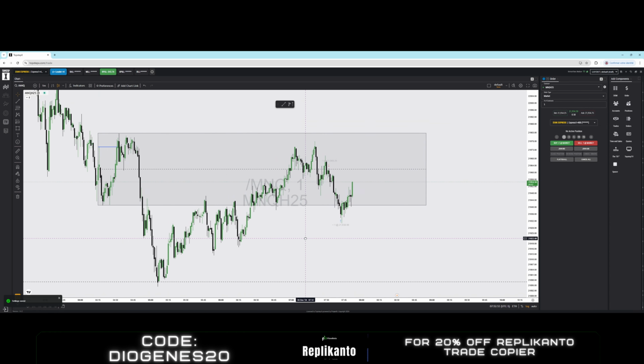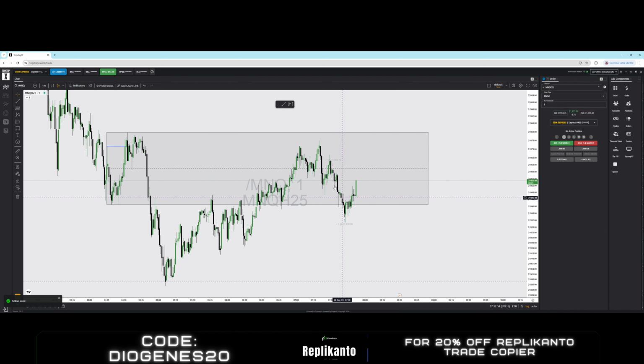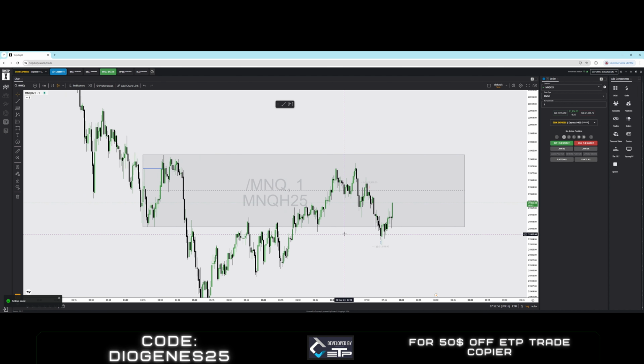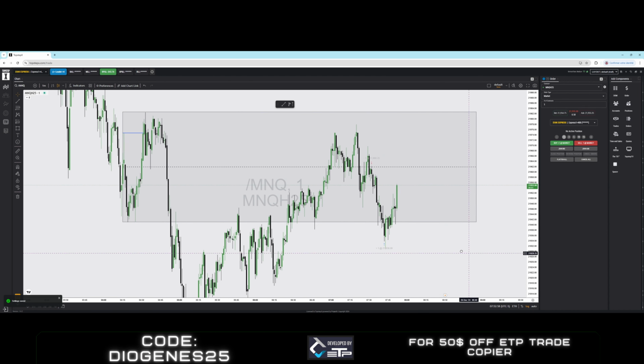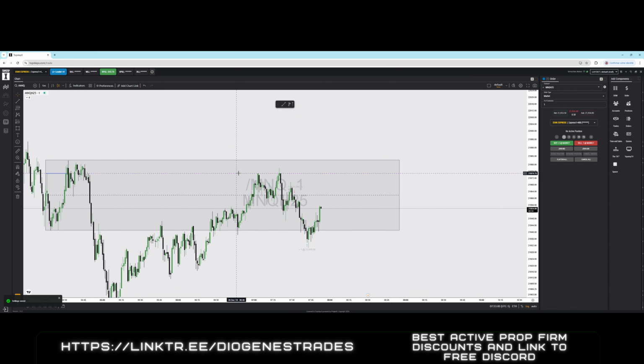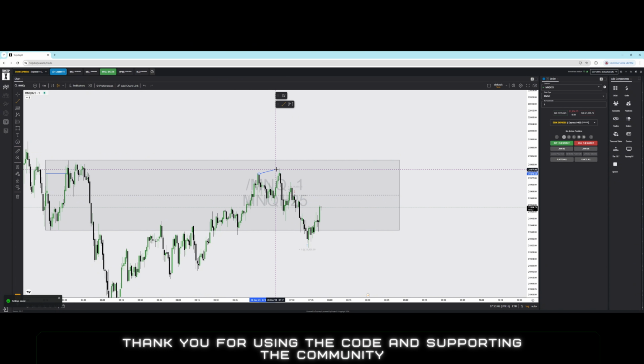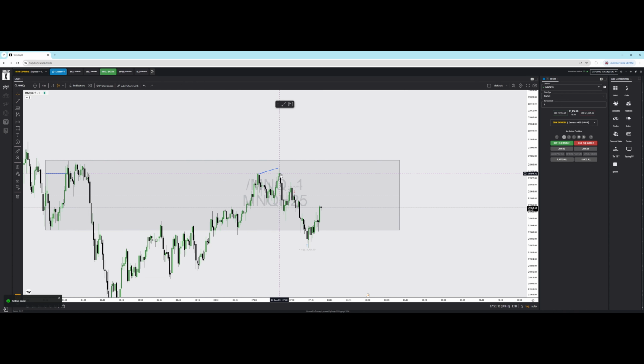Now, I didn't take it blindly. I was just trying to wait for some kind of confirmation. And then here we had this beautiful breaker and it has SMT with ES, right? So ES charts never took this high. And then we broke structure.